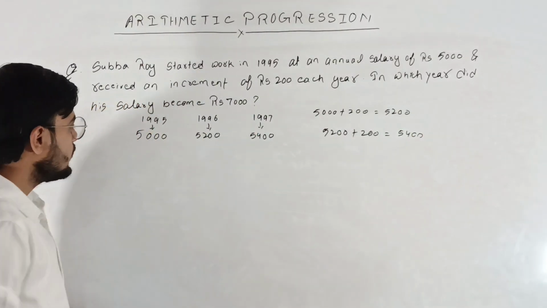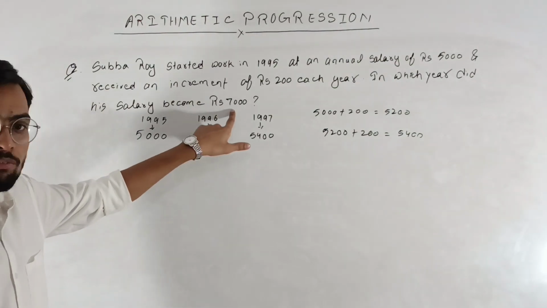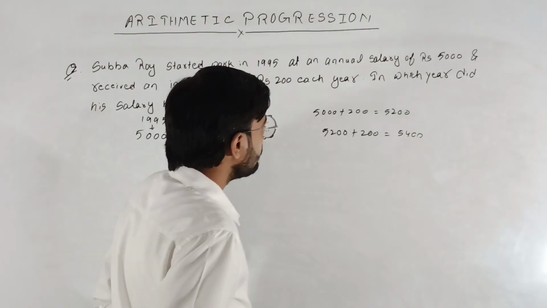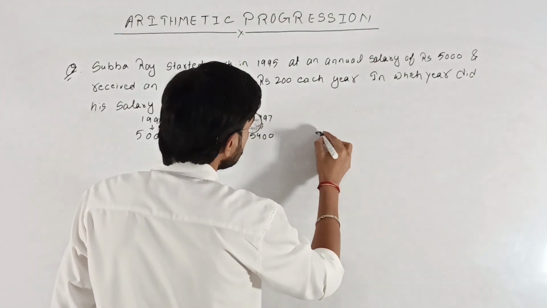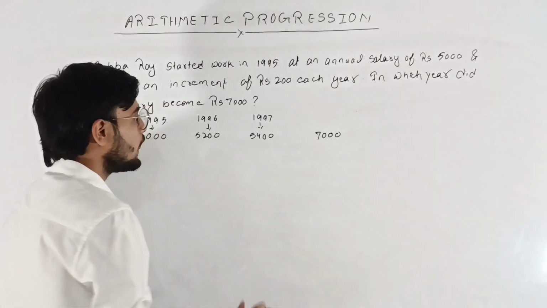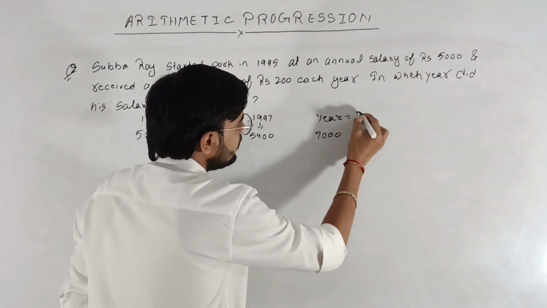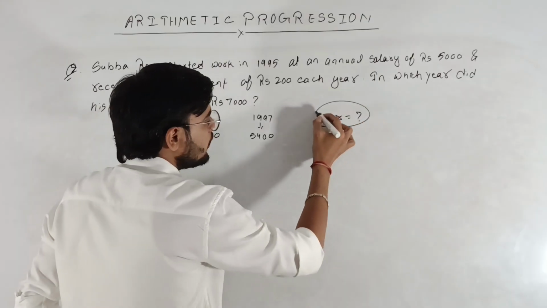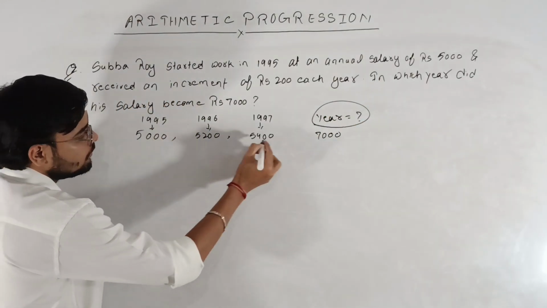Now this increment continues, and after some years, his salary becomes 7,000. Then the question is asking: at which year does this salary become 7,000? So now look, this is an AP.